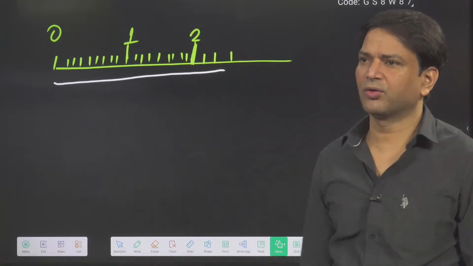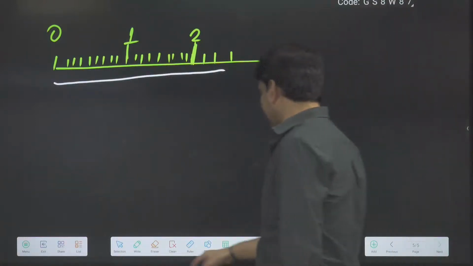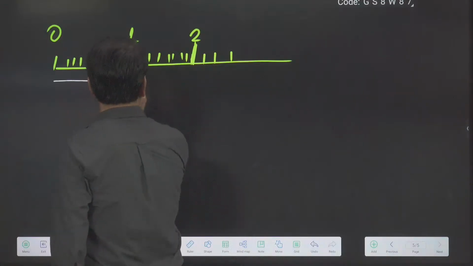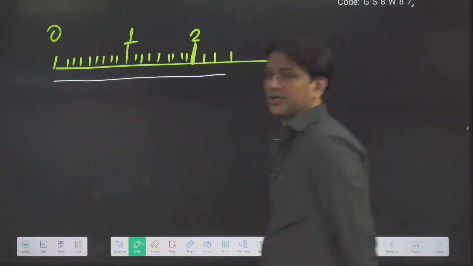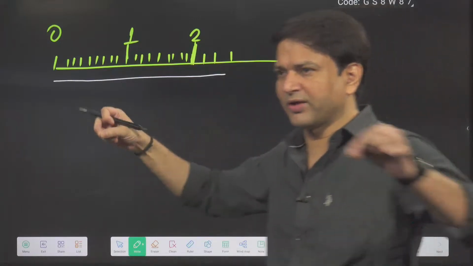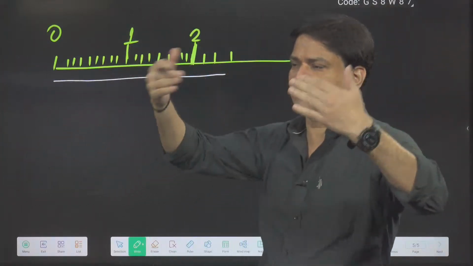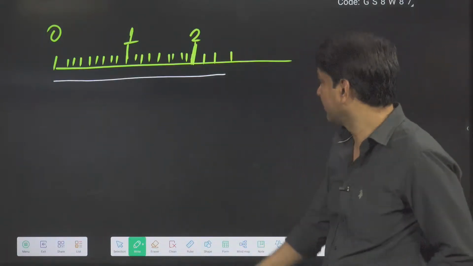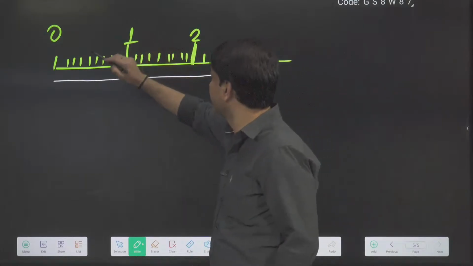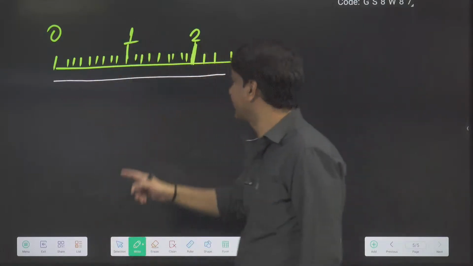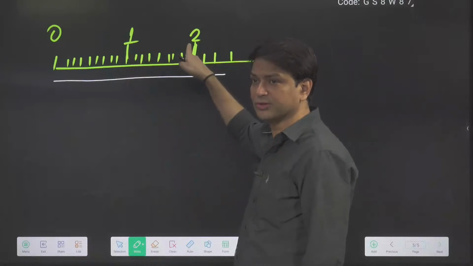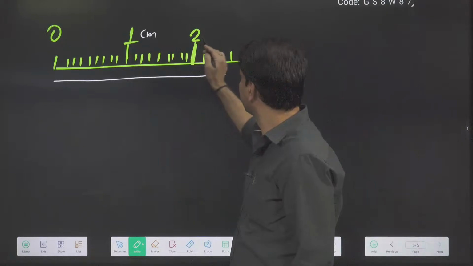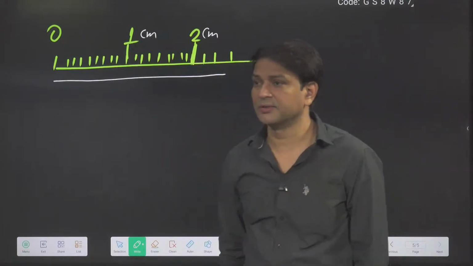Suppose this is the scale, and the white line I made is any thread. Whatever white line I made, suppose that is a thread, and you are measuring it with the normal meter scale. Here the big divisions are like 1 centimeter, 2 centimeter. Each small division is 1 millimeter, that is 0.1 centimeter. So these are the centimeters, and here one division is 1 millimeter.